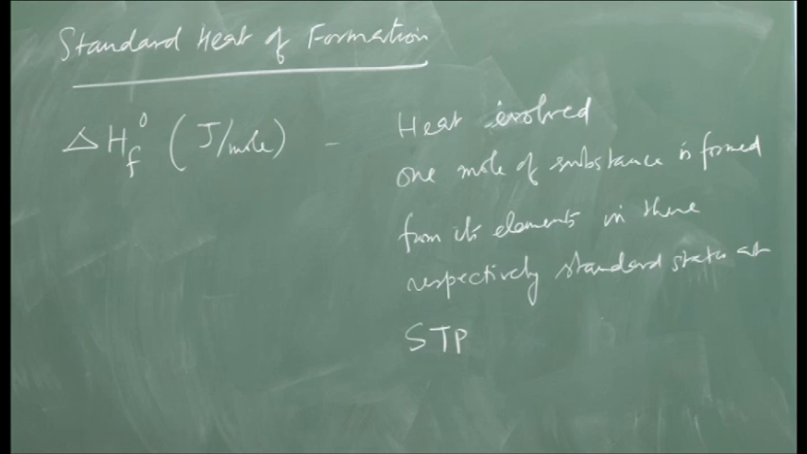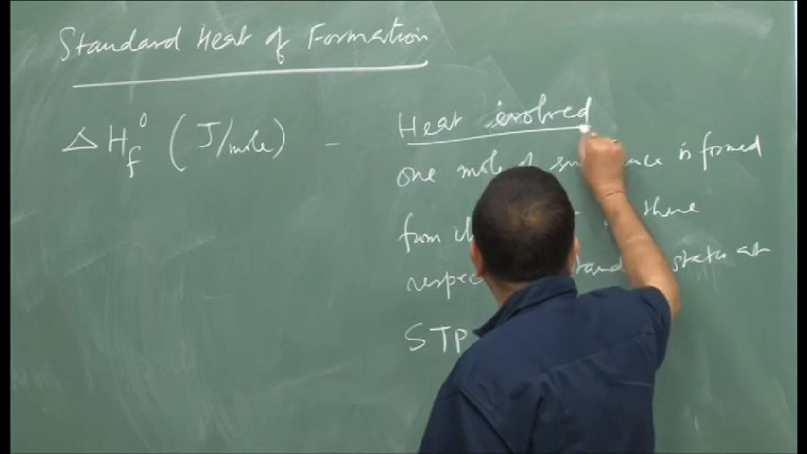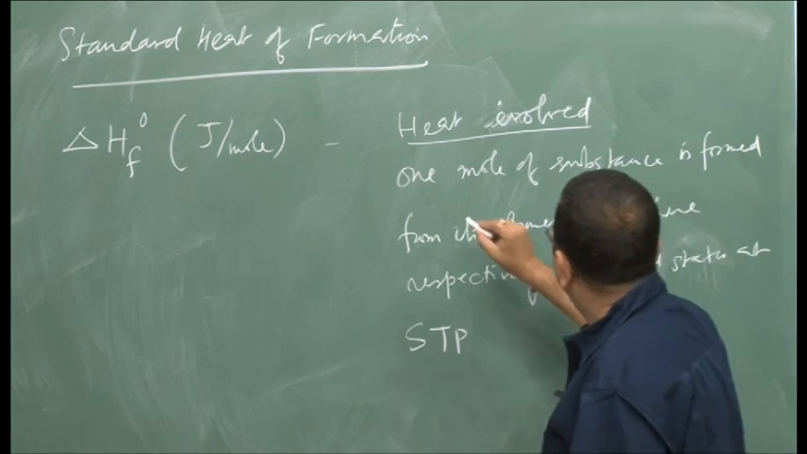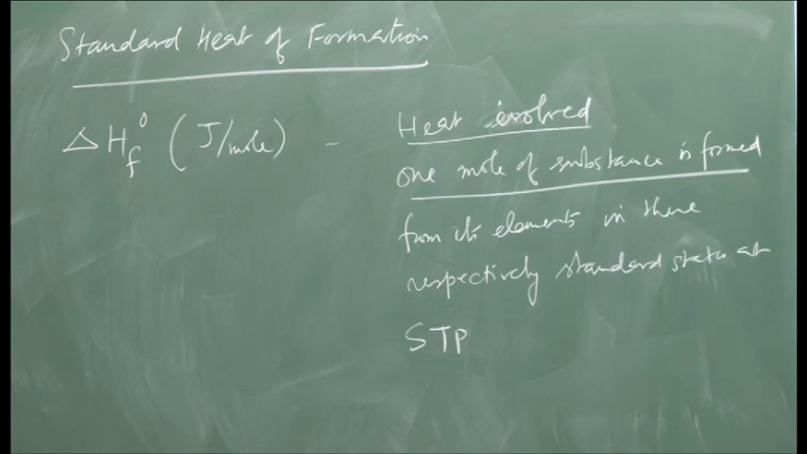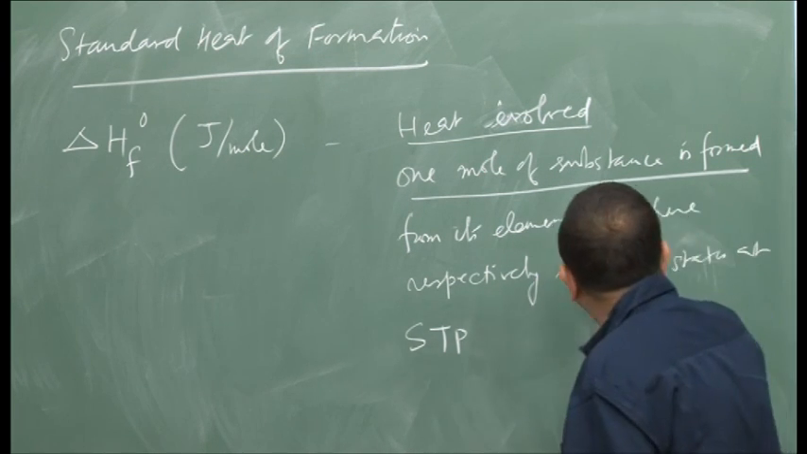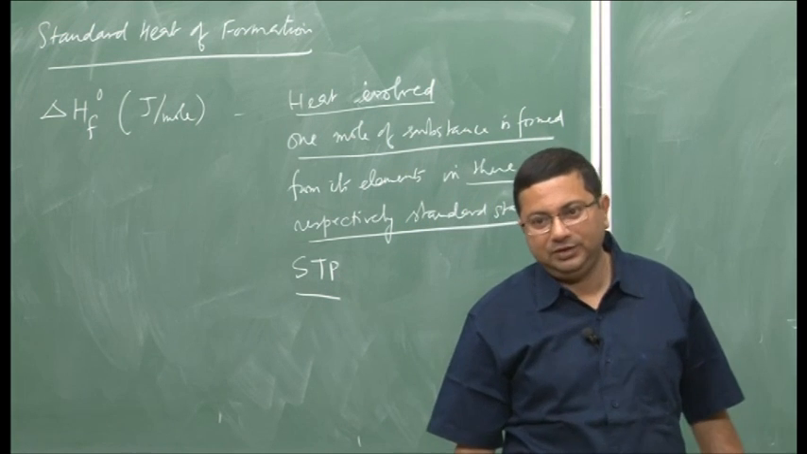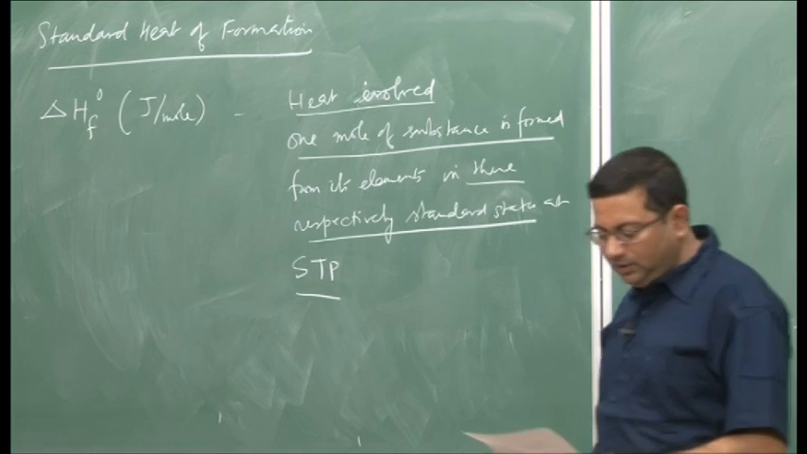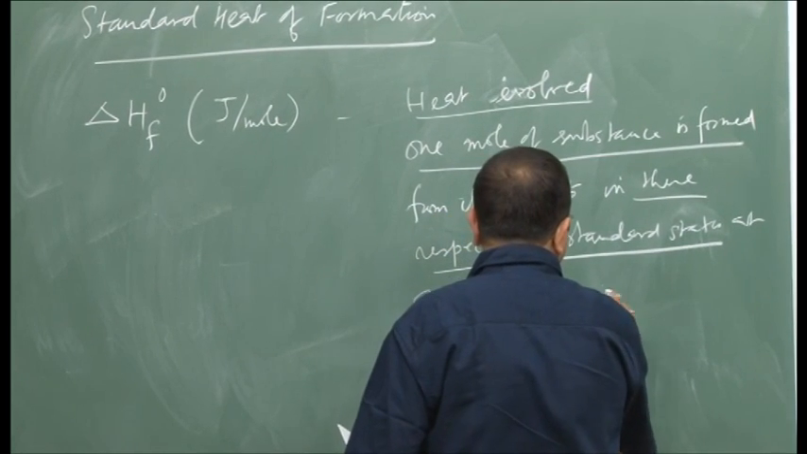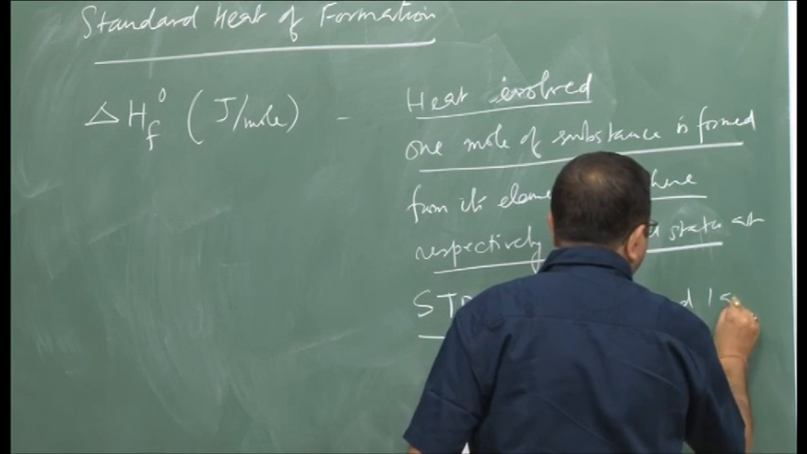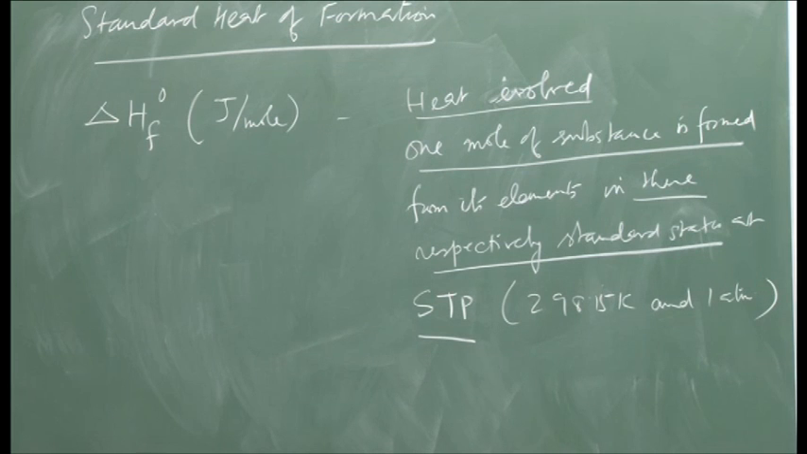Okay. Now, let us see what I am saying by this. First of all, it is the heat evolved. Secondly, 1 mole of substance is formed. So, you are forming 1 mole of a particular substance. Thirdly, it is from its elements in their respective standard state, and fourthly at STP, standard temperature and pressure. First of all, what is standard temperature and pressure we consider in chemistry? It is 298.15 Kelvin and 1 atmosphere pressure, okay, or 1 bar pressure roughly. That is the standard pressure. So, first we have defined the standard temperature and pressure. This is the state or condition at which we need to form the molecule. Secondly, respective standard states. What does that mean?